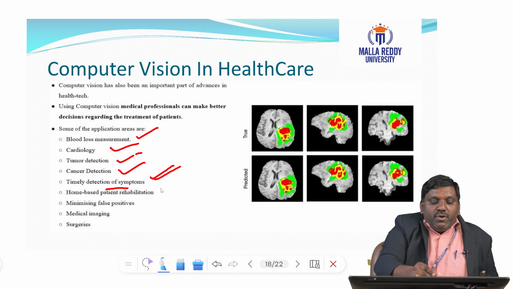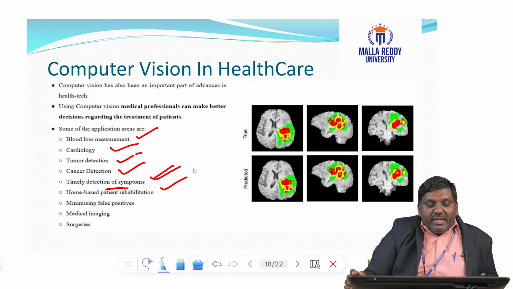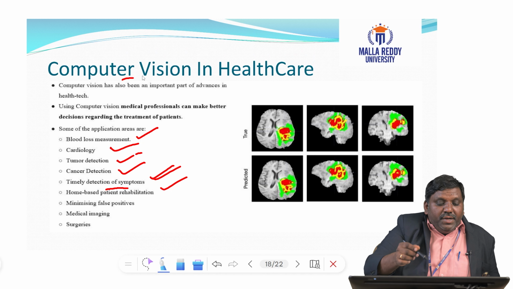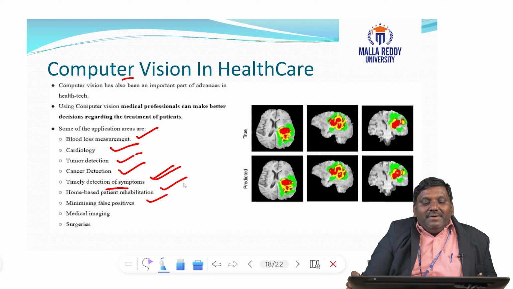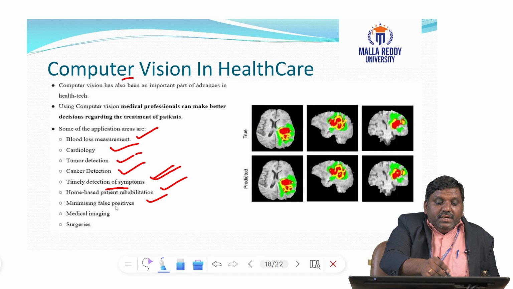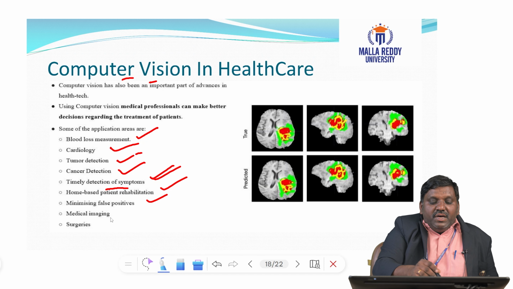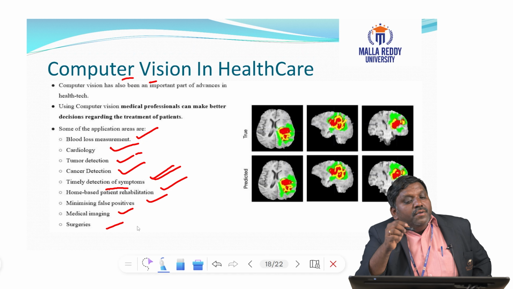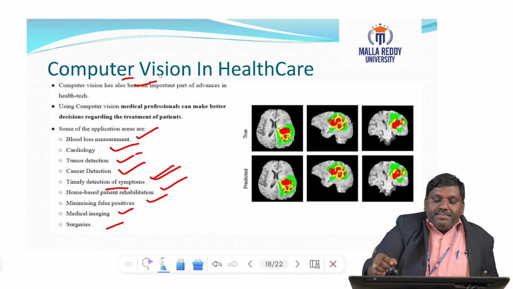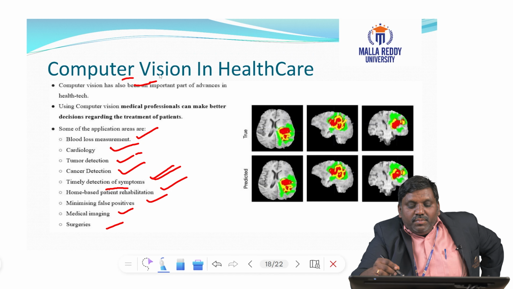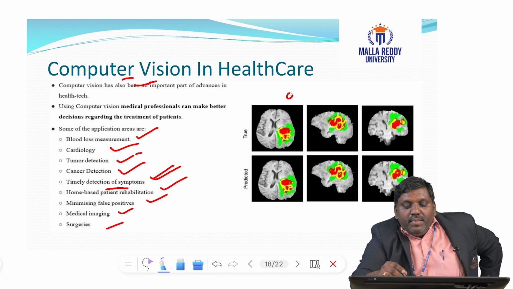Then for home-based patient rehabilitation, there also we are using this computer vision algorithm. Then minimizing false positives: in order to minimize the false positives, we are going for this CV algorithm. Then medical imaging, surgeries, everywhere we are applying these computer vision techniques.